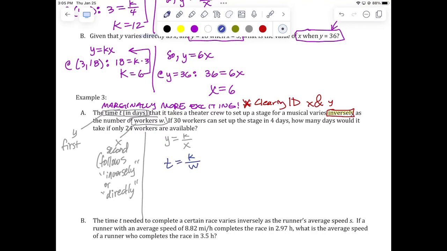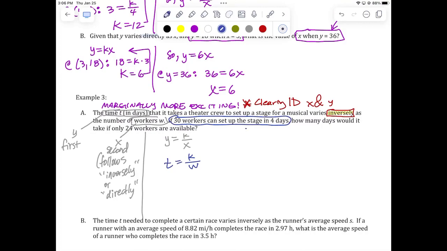I could see it both ways, right? If you know that you only have an hour to set up the stage, you better get yourself 100 workers because we've got to boogie, right? But that's not what this question is saying. This question is saying the time is inversely related to the number of workers. So this would mean the more workers you have, the less time it takes, and the fewer workers you have, the more time it takes, right? Does that make sense? Okay, so we got it right. T is Y. The first one listed is Y.